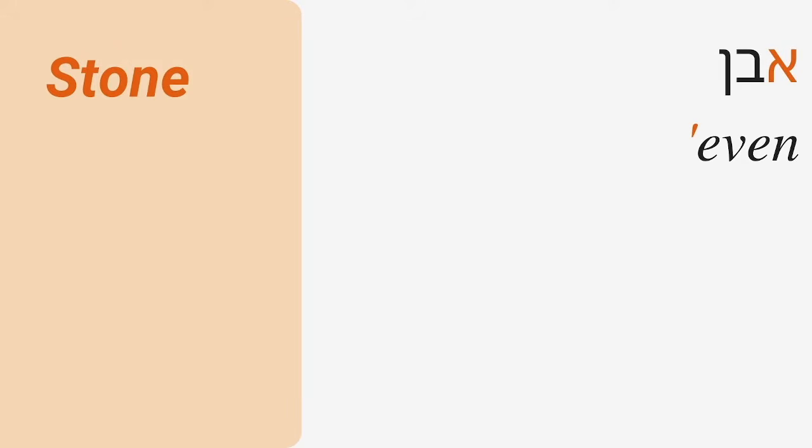Let's look at some Aleph words. The word for father is Av. Many of you might be familiar with the word Abba, which is a longer form of the word father. But here I've presented the shorter form, Av. Stone is Evan.